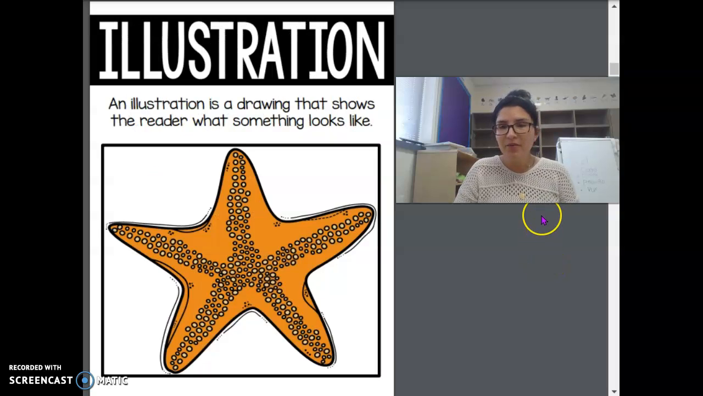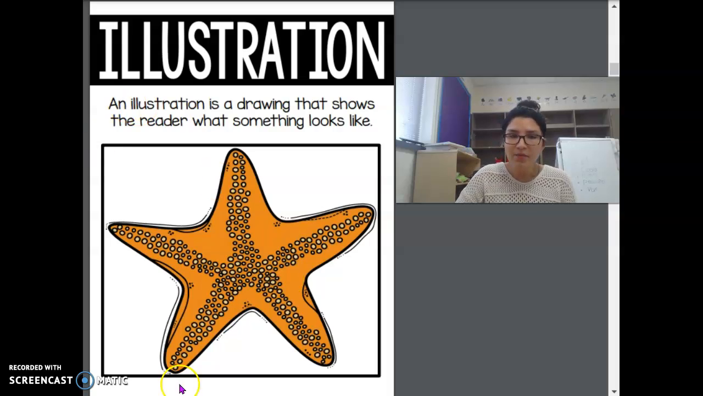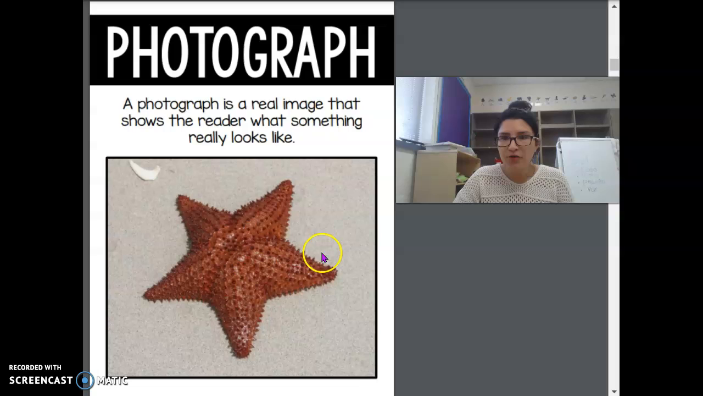Illustration. Go ahead and say that word, illustration. Here's the word, the definition, which tells us what the word means, and an example. Illustration. An illustration is a drawing that shows the reader what something looks like. So here's the example. So let's compare the two. Let's look at both of them.